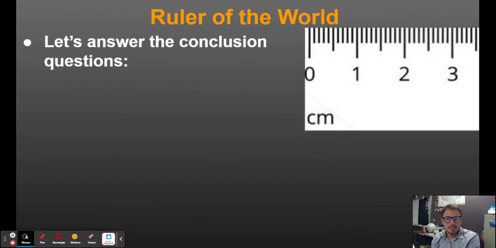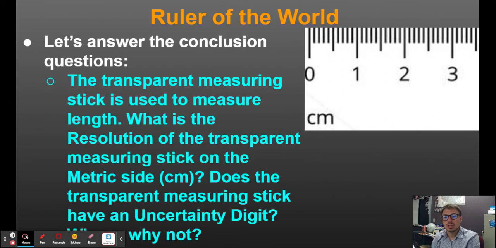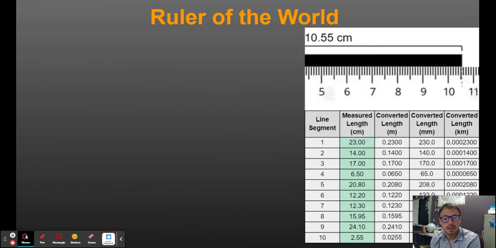So in this lab, there were 10 different lines on a piece of paper that had to be measured with a ruler. The first part was to look at the measuring stick, that transparent measuring stick, and find the resolution and if it has an uncertainty digit and why or why not. And once again, the uncertainty digit can only happen with analog instruments. So yes, this would have it. And the resolution would be 1/10 of a centimeter or 1 millimeter.